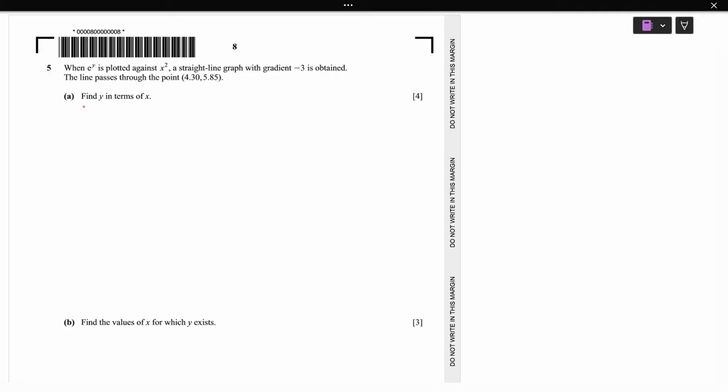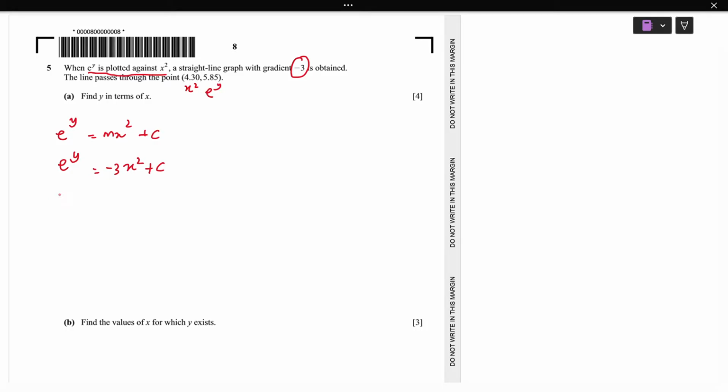Okay, so first we'll write e power y is plotted against 2x square. The general solution is going to be e power y equal to mx square plus c. Here the gradient is given, which is -3, so I'll apply e power y equal to -3x square plus c, where x square is here and e power y is here.